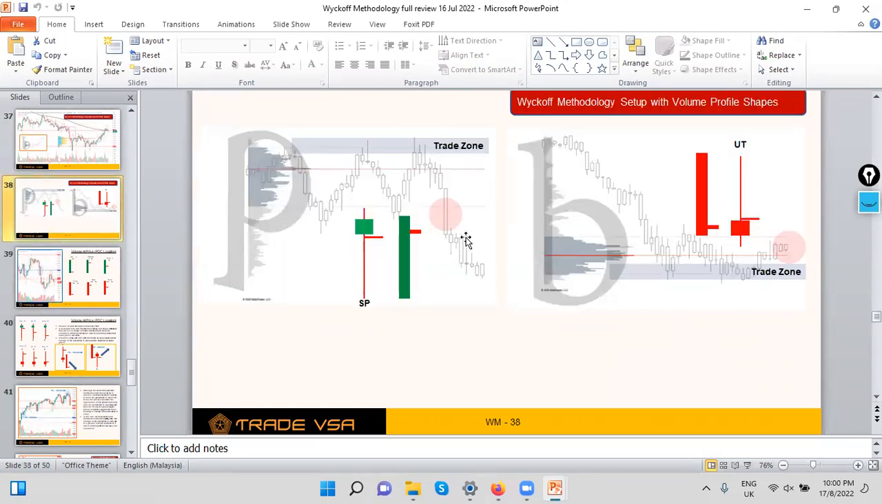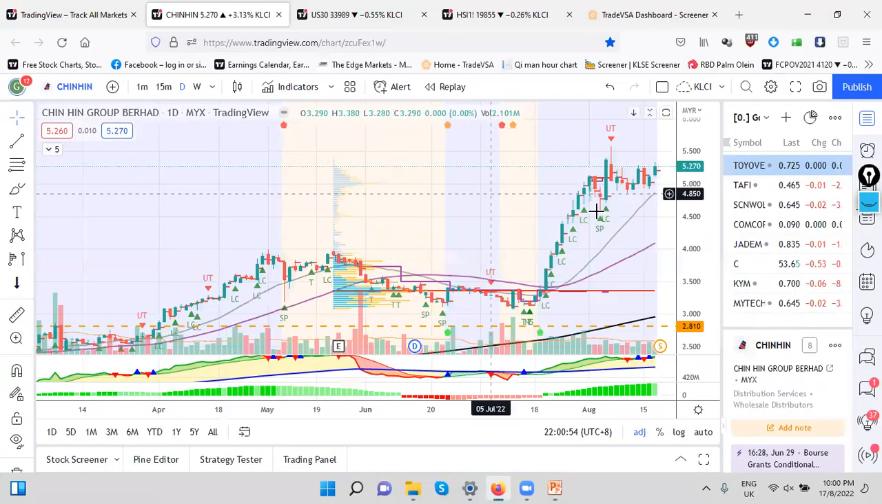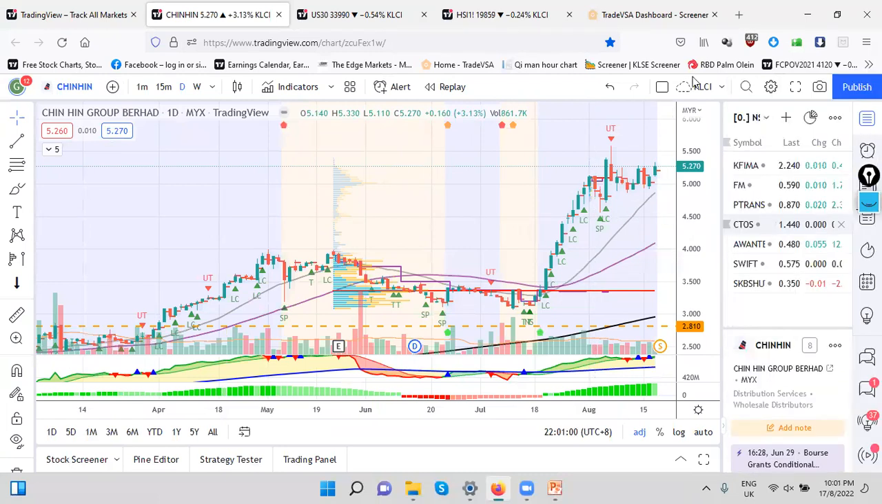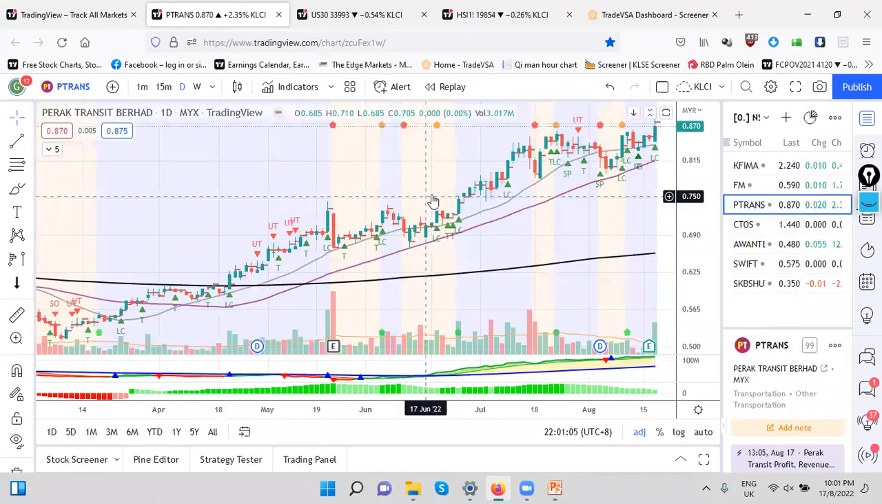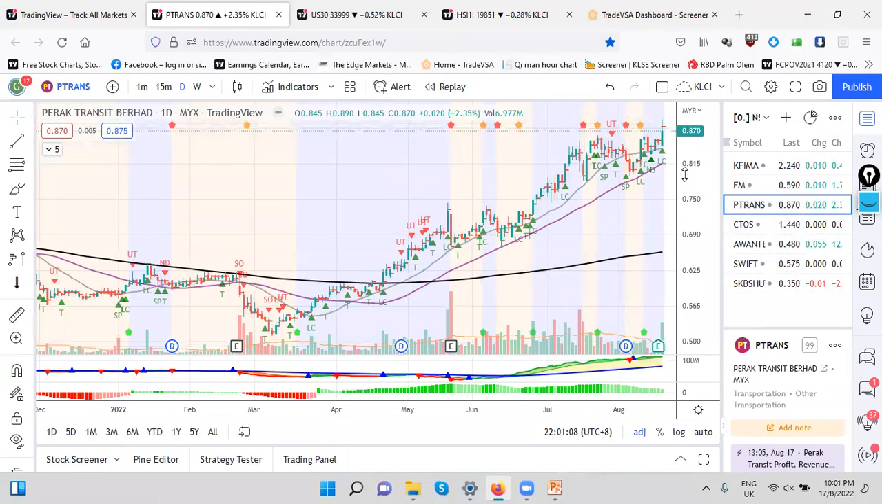So besides that, in this volume profile, I will share more on how you see this bar. Actually, all these bars bring you some early warning if anything happens bar by bar. I can demo this one under the share of NS. Usually we'll use NS, and this is Perak Transit.